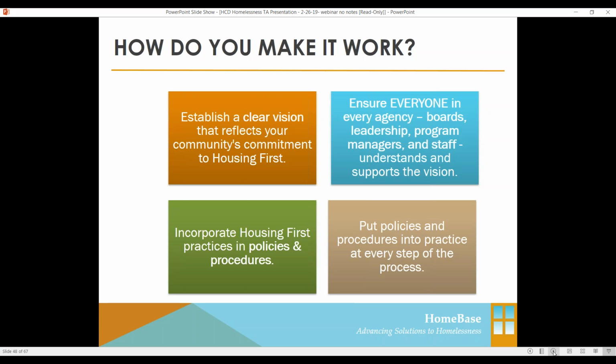And those essentially are establishing a clear vision, making sure that everyone in every agency, from boards of directors, leadership, elected officials, down to the line staff who are working with people every day, understand and support the vision and have tools to incorporate Housing First practices in everything that they do. And then make sure those practices are memorialized in policies and procedures, and make sure those are communicated so that they are clear and easy to implement.